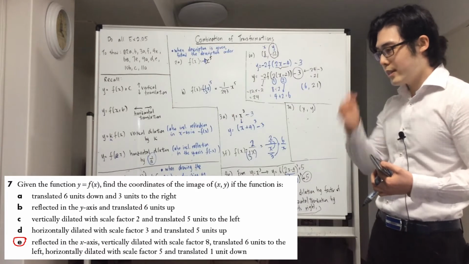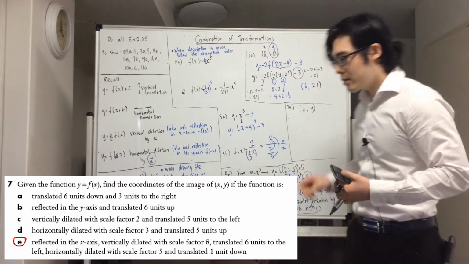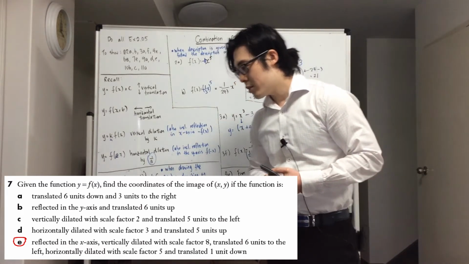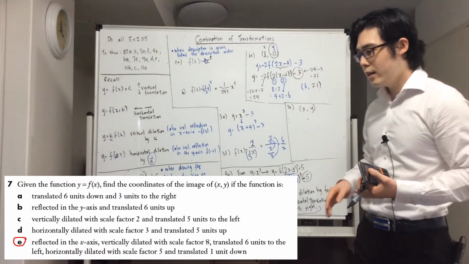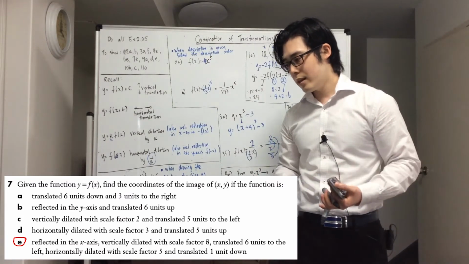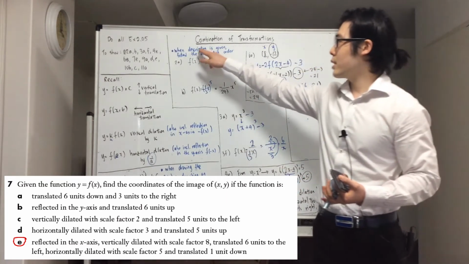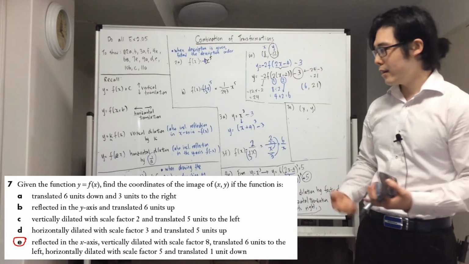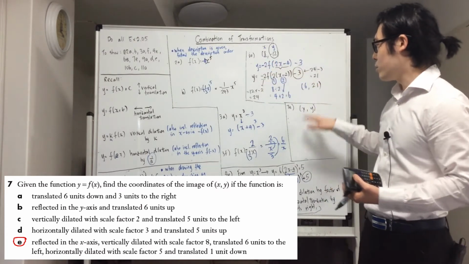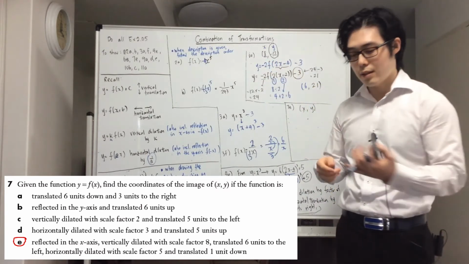Now with question 7, it says given y equals f of x, find the new coordinates of x and y if the function is, question E. Now you're given a whole lot of description there. So once again, when you're given the description, you have to follow the description order, okay? So we're not doing what we've done here. We're just going by the order that's given to us.